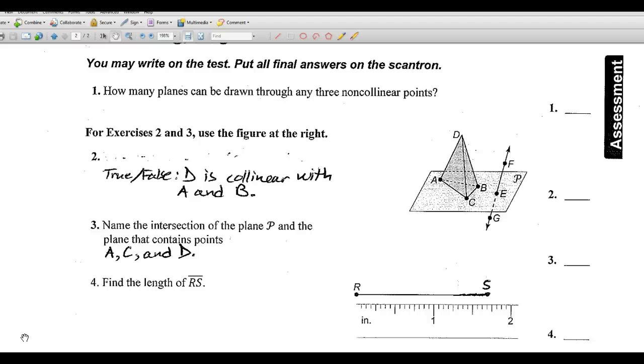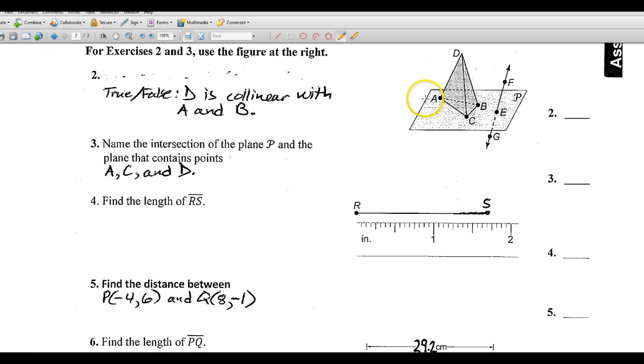Okay, so here is your review for your Chapter 1 test. Number 1, how many planes can be drawn through any 3 non-collinear points? And the answer to this is 1, exactly 1, okay? Because the best way to think of it is imagine the surface of your desk, and if you were to draw 3 points on that desk, on that flat surface, the only plane that would pass through those 3 points is your desk surface. There would be no other plane that would pass through those exact 3 points.